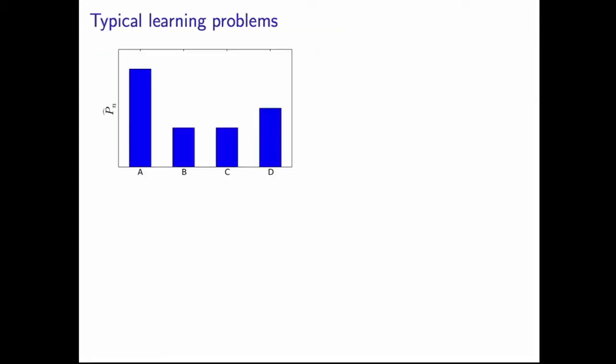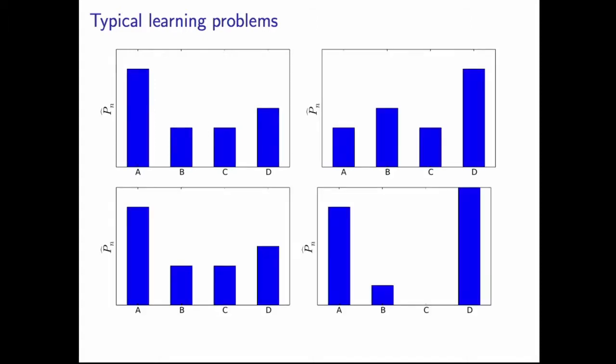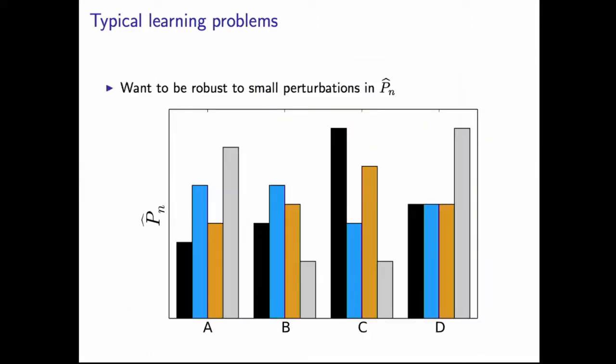Now, in most cases, the empirical distribution is a random object, and depending on the random draw from the underlying population distribution, it can vary quite a bit. If you put them all together, you can see that from one draw to another, the empirical distribution can look somewhat different. In this case, we drew 25 samples, and you can see that it has something like 25% variation. So we want to be robust to these small perturbations in the empirical distribution.